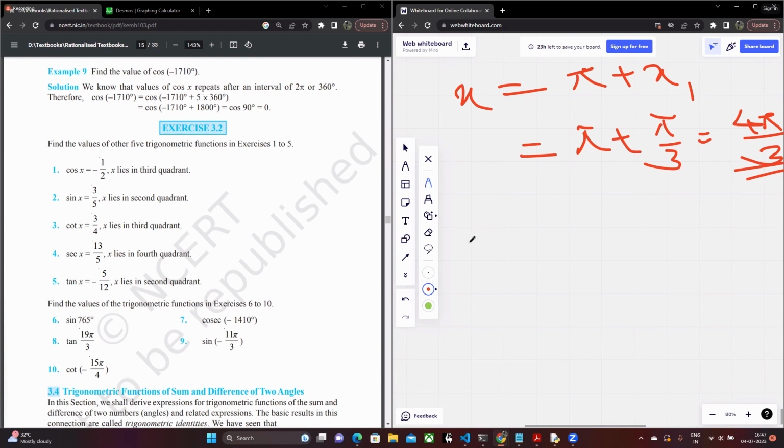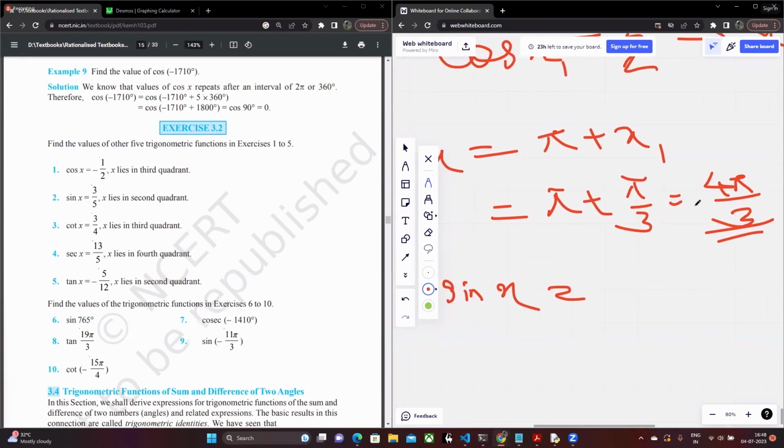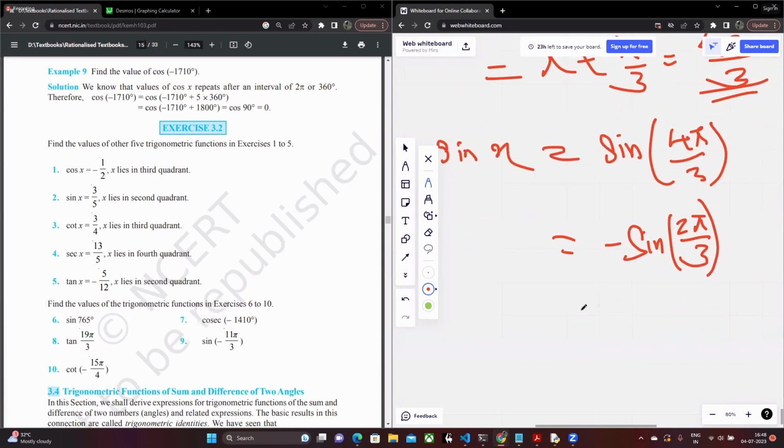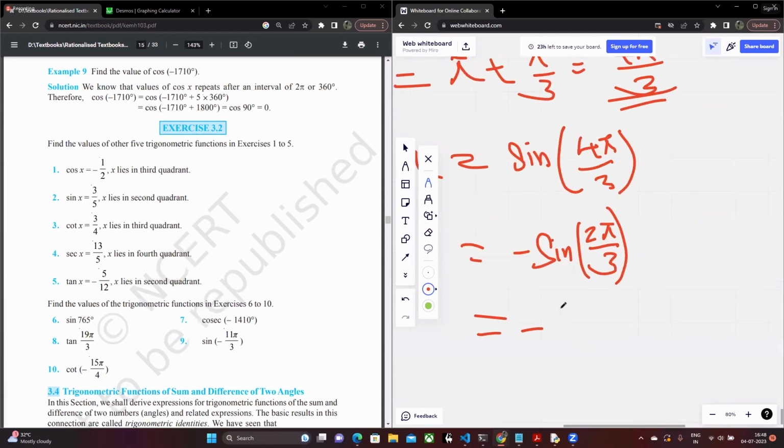You can write sin x is basically equal to sine of 4 pi by 3. This is minus sine of 4 pi by 3 minus pi, that is basically pi by 3, which is minus sine of 60 degrees. That is minus root 3 by 2.